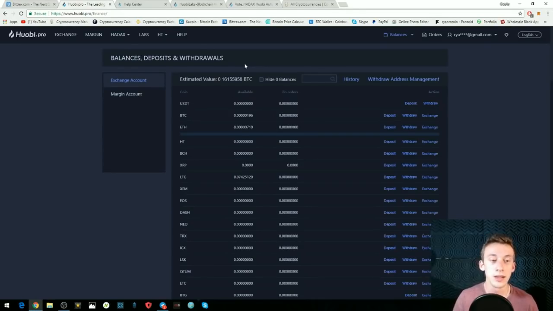Now you can fund the account with any cryptocurrency you want, but the only markets for this exchange again are Bitcoin, Ethereum, and US Tether. So those are the three on the market. So your best bet is to fund the account with one of those three, so you don't have to go through the hassle of selling it into one of those to purchase others, and so on.